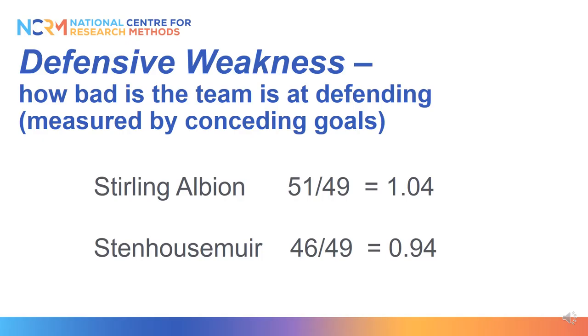If we take a ratio of the number of goals that the team concede, goals against, over the league average for conceded goals, then we have a measure of their defensive weakness, a measure of the lack of quality of their defence. Stirling Albion have conceded 51 goals when the league average is 49. They have a defensive weakness of 1.04. Whereas Stenhouse Muir have conceded 46 goals, but the league average is 49. So they have a defensive weakness of 0.94. We can infer that Stirling Albion let in about 4% more goals than the league average, whereas Stenhouse Muir let in about 6% fewer goals than the league average.